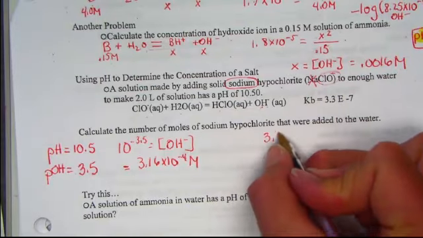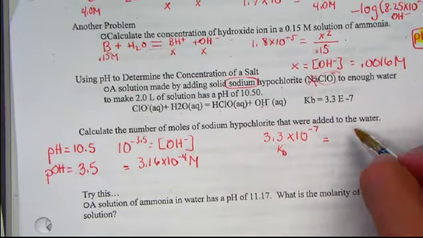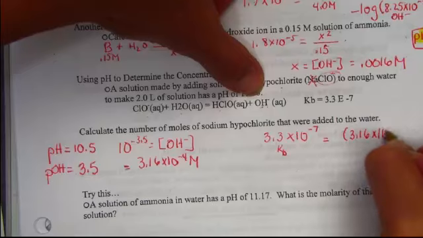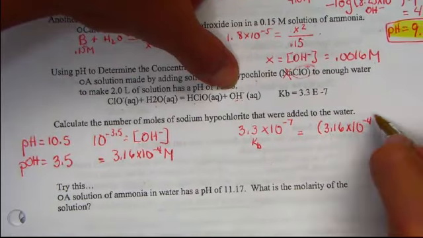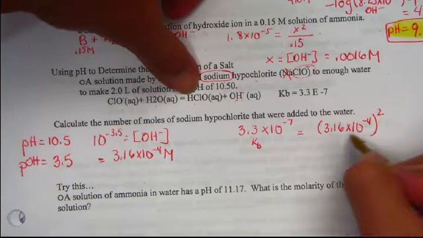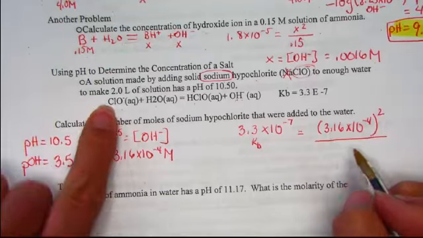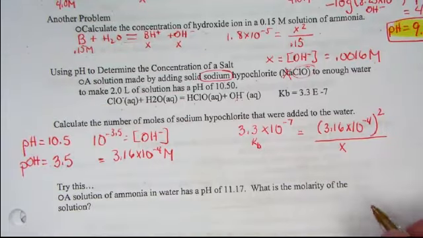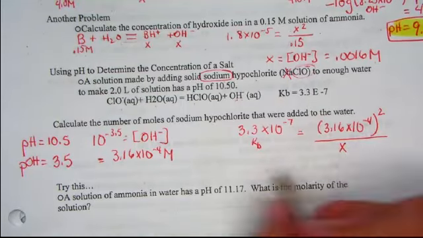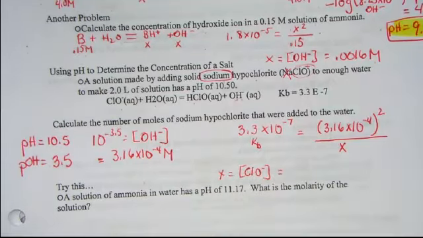The Kb value was given as 3.3 times 10 to the negative seventh. We know the concentration of hydroxide, 3.16 times 10 to the negative fourth. And since that's the same value for the hypochlorous acid, the HClO, let's just square the top instead of writing that number twice. What we don't know is the concentration of the hypochlorite. Let's make that the value of X. Let's pull out X, and what X represents is the concentration of the hypochlorite.